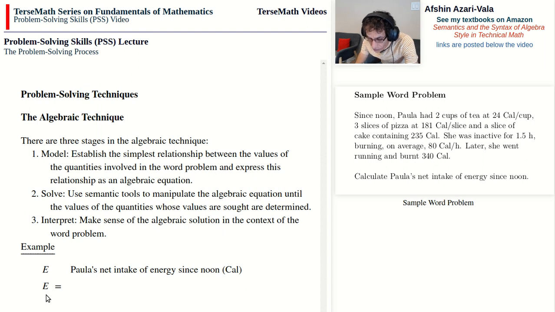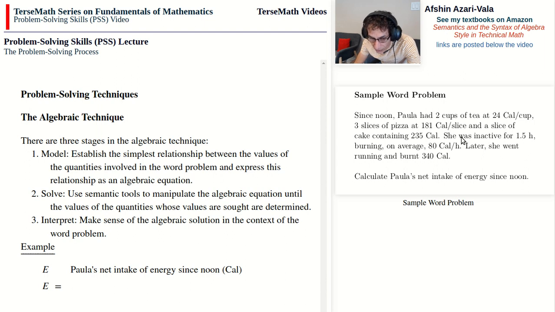Now, I would say that of all the quantities that are given in this word problem, the simplest way to relate them is to argue that Paula's net intake of energy is equal to the sum of all of the intakes minus all of the losses. That would probably be the simplest way to argue through this problem.